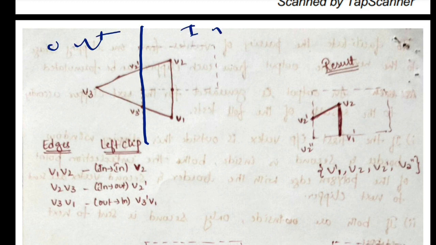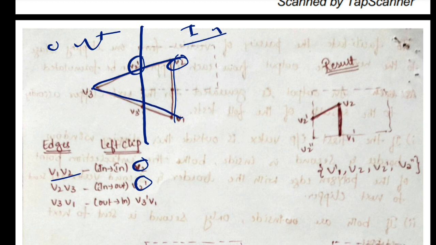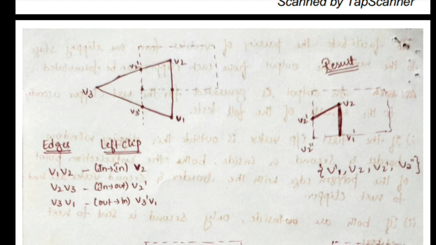Now which edge are we considering? V1 V2. V1 V2 both are in, so I will just write V2 in the output. Next, V2 to V3. V2 to V3 is from in to out. If it is from in to out, I will just write V2 dash. If it is from out to in, like V3 to V1, I will write V3 dash V1 in the output. After you have done that much, what is the sequence you have formed here? V2, V2 dash, V3 dash, V1.